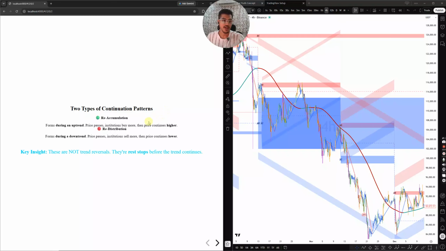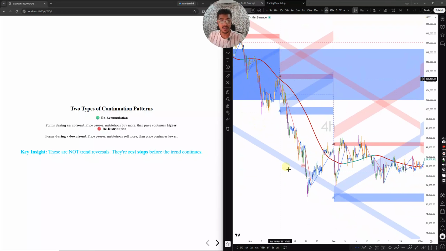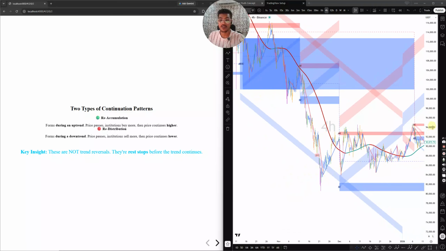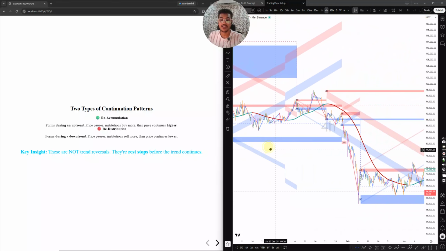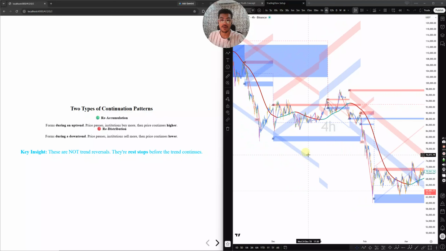So the key insight is that these are not trend reversals. They are rest stops before the trend continues. You can see their rest stops before the trend continues down. Rest stops, then the trend continues down. So this is what you need to remember.